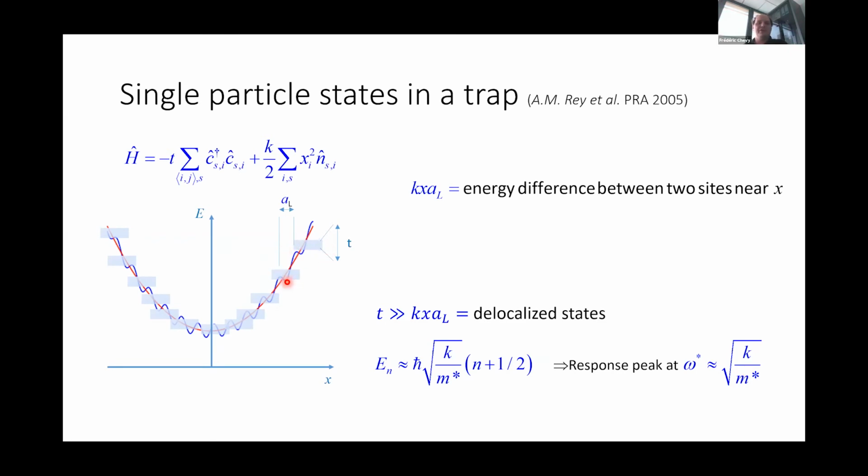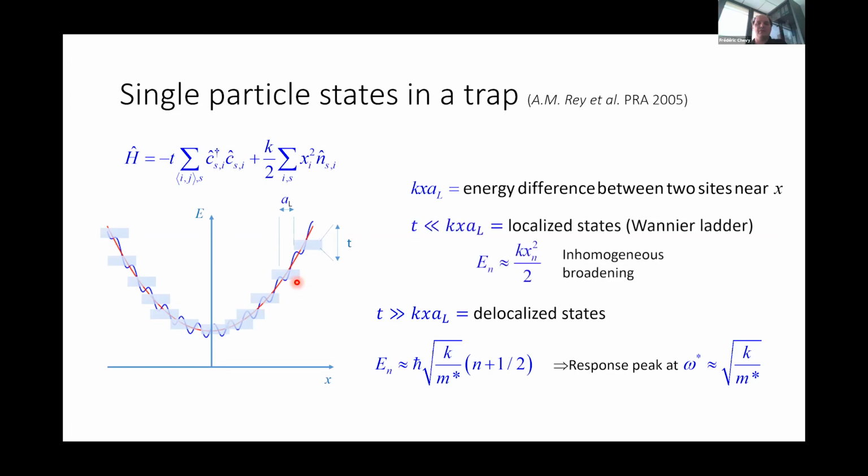If you go far from the center, the tunneling is very small compared to the energy difference. In this case, your states are localized because you cannot hop between two sites. The separation is just given by the energy difference between these two states. So you are just localized at the bottom of these wells here, and the energy is quadratic like this and is given by the position of your sites.